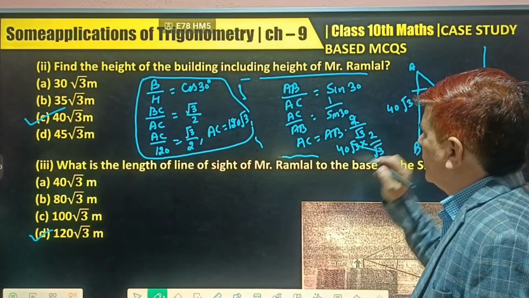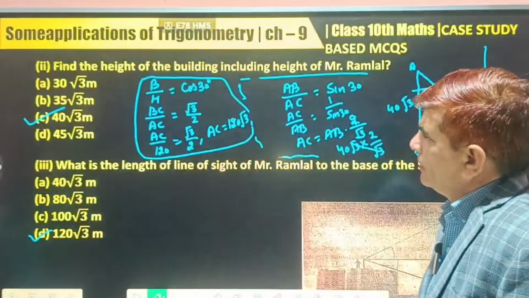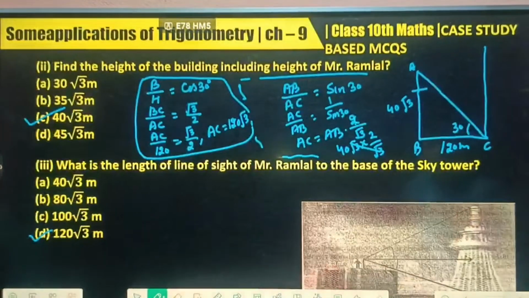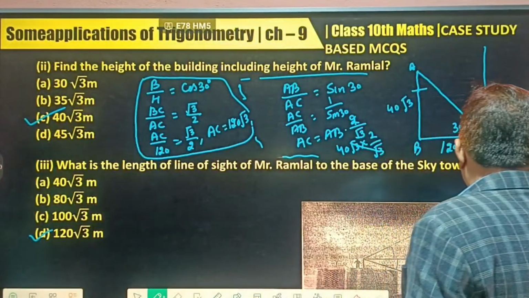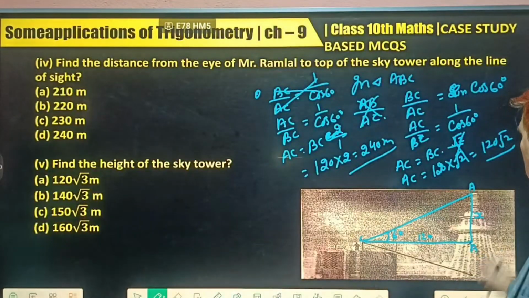So it is not coming, but what should come from this? Your answer. Later on I can tell why it is not coming, but you can do it by this. Similarly, find the height of the sky tower. You have to find out the height of the sky tower.